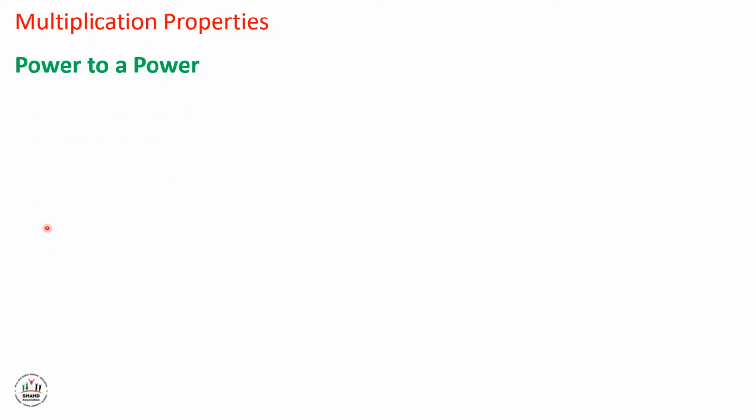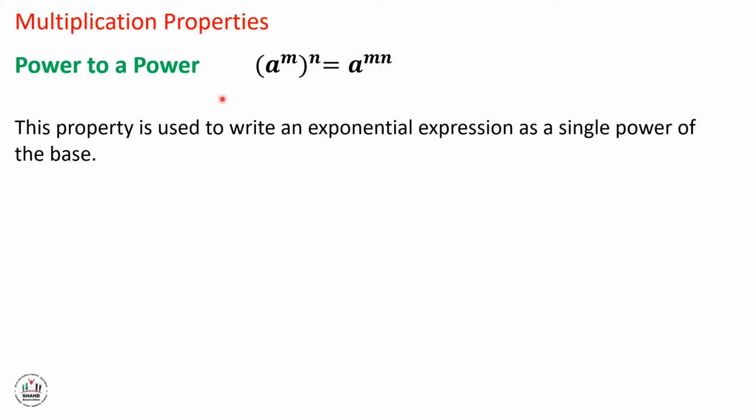So the second multiplication property is how to solve a power to a power. So a power n, all of it to the power m. We keep the base as it is, a, and we multiply the exponents by each other. So this property is used to write an exponential expression as a single power of the base.